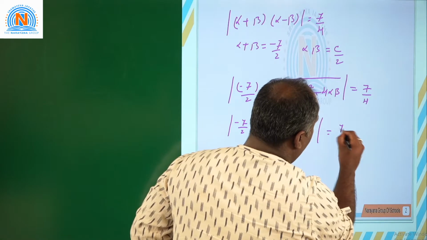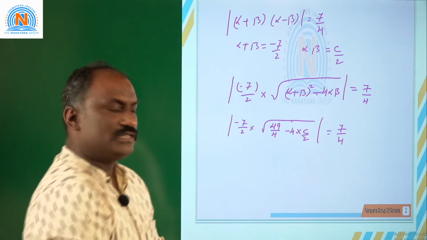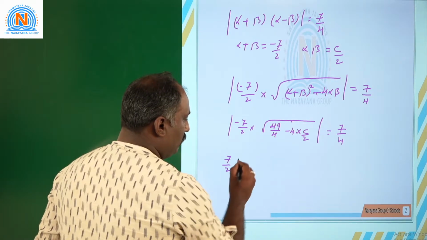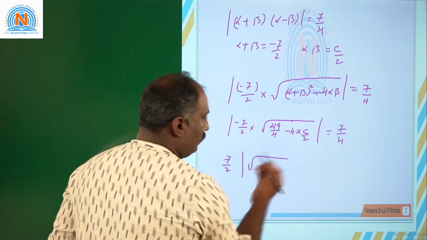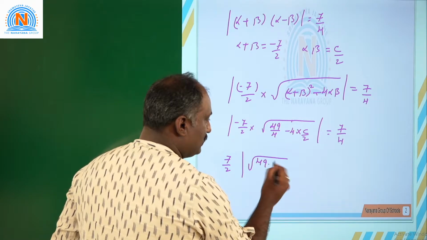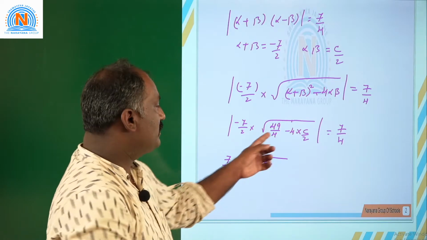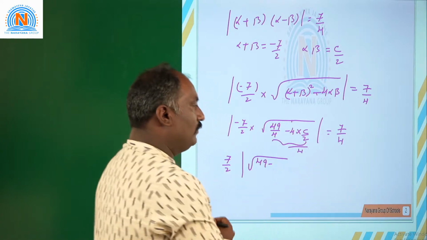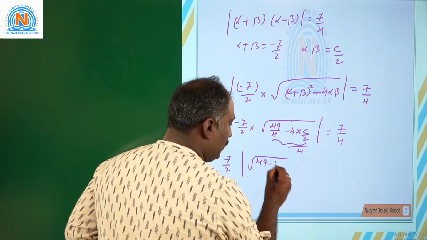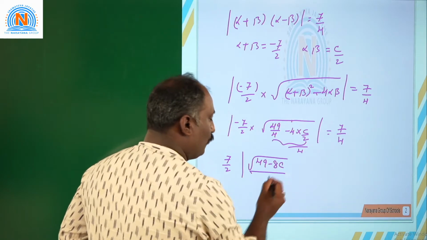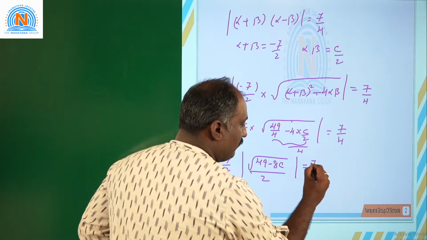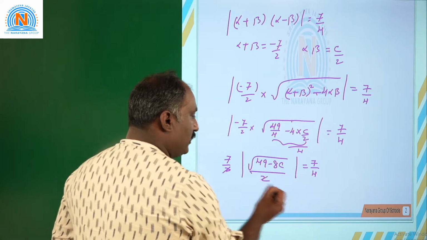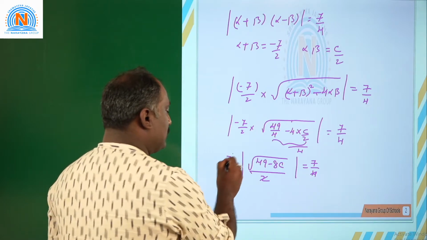is equal to 7 by 4, and here modulus is there, we can remove that, 7 by 2 we can bring out, and under root of 49 minus 4 into, here 4 is there and here 2 is there, so LCM is 4. From this we will get 49 minus 8c divided by root 4, which is 2, is equal to 7 by 4. From this I can cancel 2 and 4, and 7 ones are 7 ones.